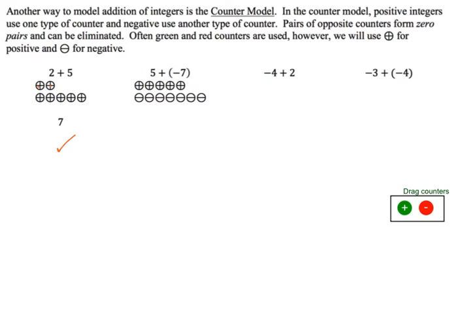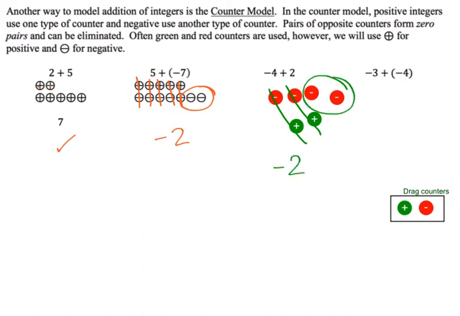Next example is drawn out. We have 5 plus negative 7. Now 5 positives and 7 negatives. There's more negatives, but as we get rid of the zero pairs, you'll see we have 2 negatives left over, giving us an answer of negative 2. For the next example, I'm going to drag the counters on. We have negative 4, which would be 4 negatives. Let's just get those up there. And 2 positives. And we do have some zero pairs to get rid of. When we get rid of those, we have left 2, and they are negative, so negative 2 is the answer.